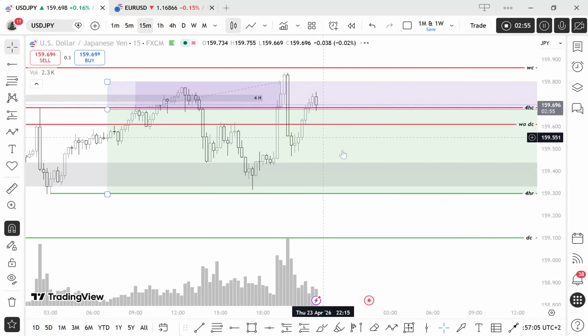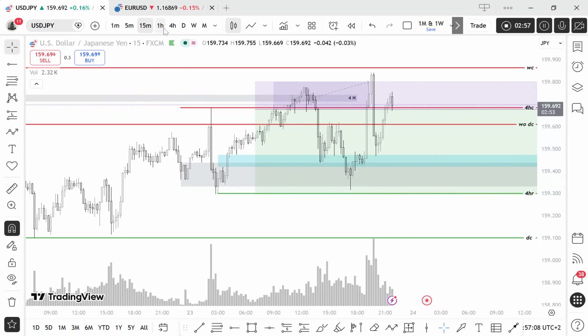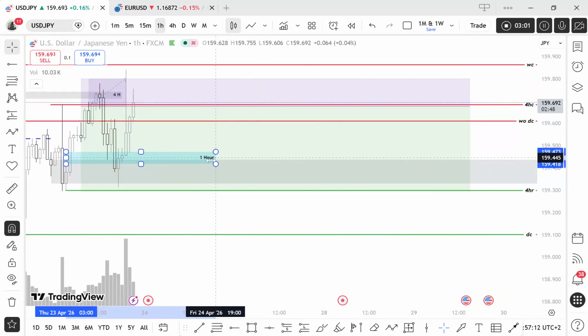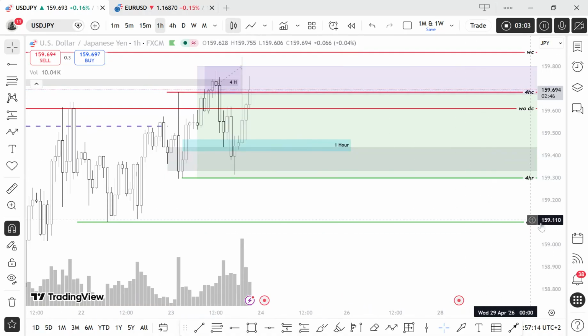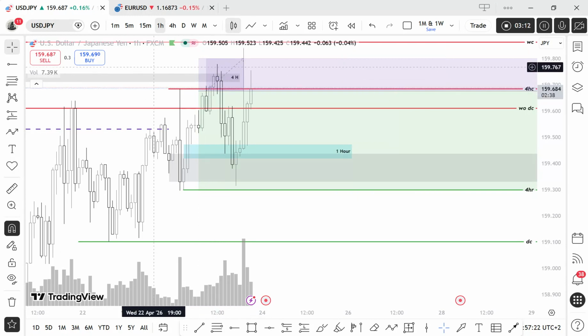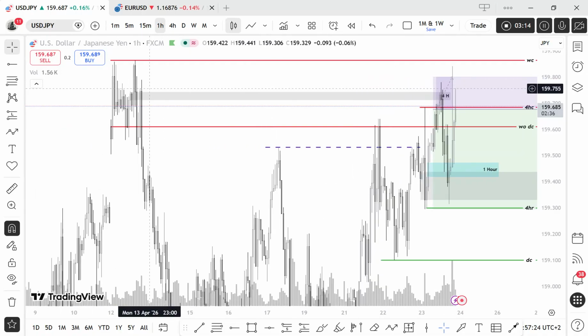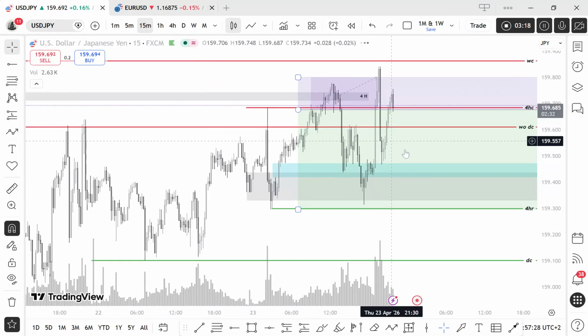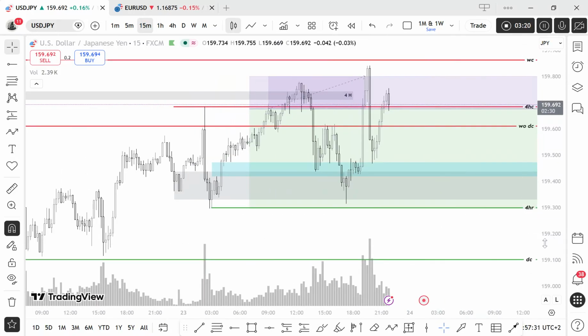What happened, and again there was one more danger area, this imbalance on the 1 hour. So first I entered, the price jumped around and almost stopped me out. But the stop loss was respected.